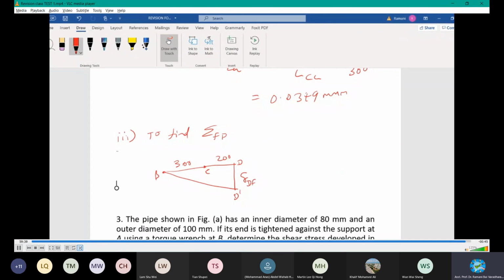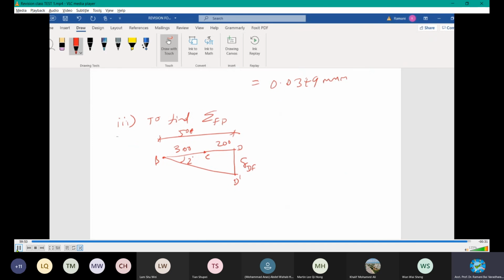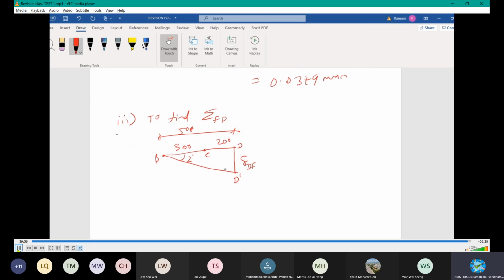This is the value of C. So totally you have 500, right? And the angle of change will be 2 degrees. Can you repeat the same answer for the third case? I did 2 cases already. Can you repeat it for the last case? I give you the answer. The answer is strain at DF is equal to 0.